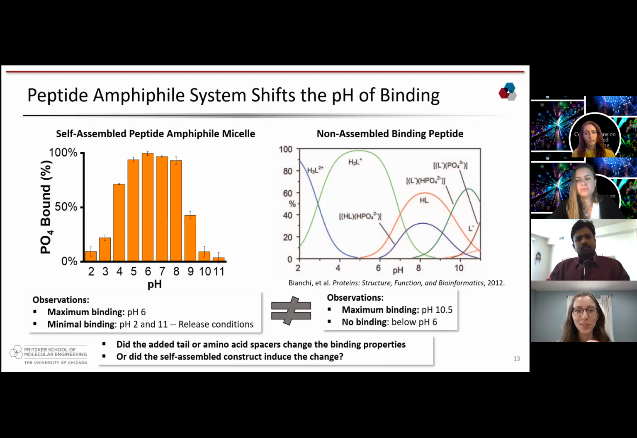So some ways we thought about, why could this be the case? Is it on the molecular level? Did the tail and the added amino acid spacers somehow change the binding properties? Or did the self-assembled construct induce the change? So to answer this question, we turn to molecular simulations.